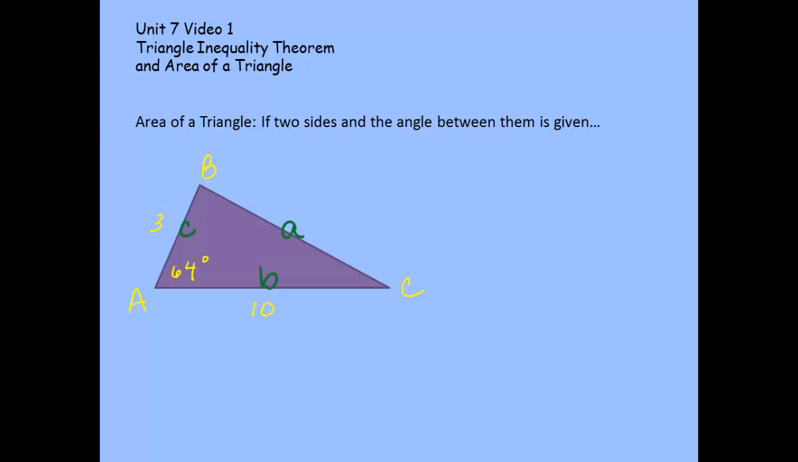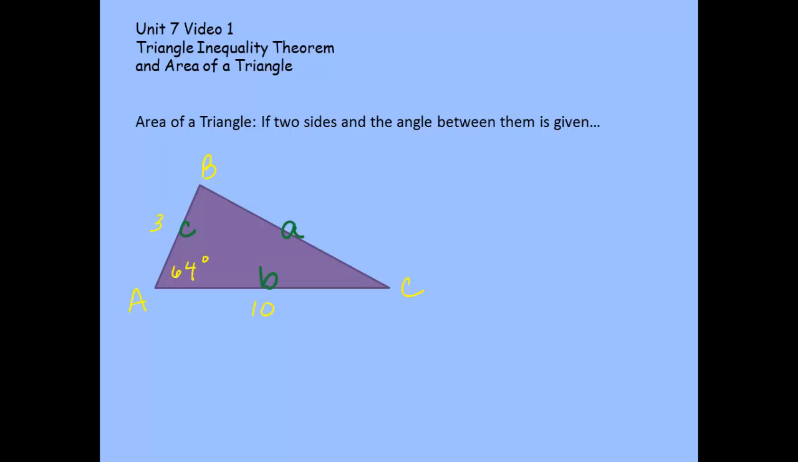In my next example, what if I'm given two sides and an angle between them, but they're not perpendicular sides, nor is this a right triangle, so I could not use the Pythagorean theorem to find the missing side. Please note, angle B is not a right angle.